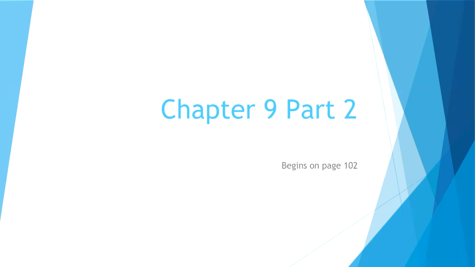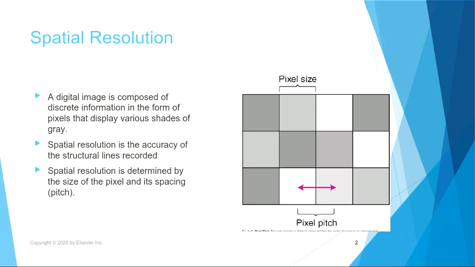So last session we talked about brightness and contrast. This time we're going to talk about spatial resolution and distortion, which become the third and fourth factors that we actually evaluate once we have sufficient brightness and sufficient contrast in an image. So we'll begin on page 102, and we will talk about spatial resolution.